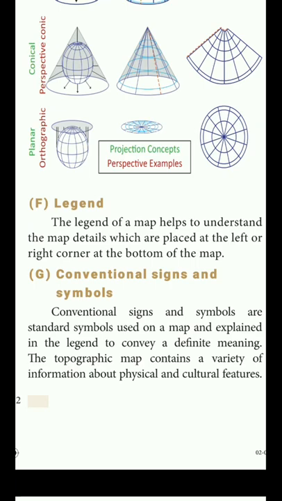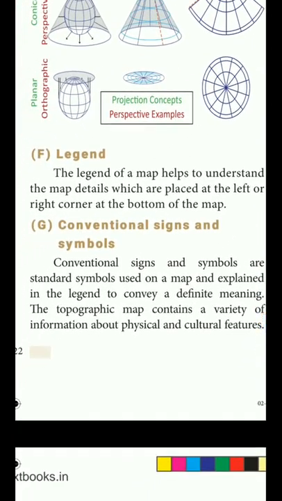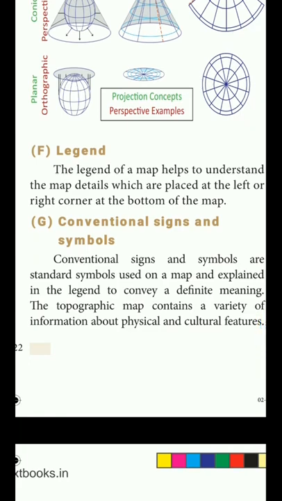Next heading is the conventional signs and symbols. Okay, conventional signs and symbols. What do you know about these conventional signs and symbols? These are the standard symbols. Okay, what do you know about this? These are standard symbols used on a map and explained in the legend to convey a definite meaning. The topographic map contains a variety of information about physical and cultural features.